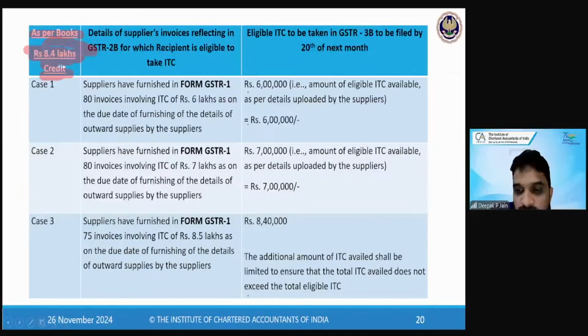So the additional amount of ITC shall be limited to ensure that the total ITC availed does not exceed the total eligible ITC. Okay? So that is on this second condition. There can be a mistake on the supplier's side, they will correct it, no problem. But we should restrict our credit to the extent of what credit is there in our books. Okay, we'll go to the next condition.